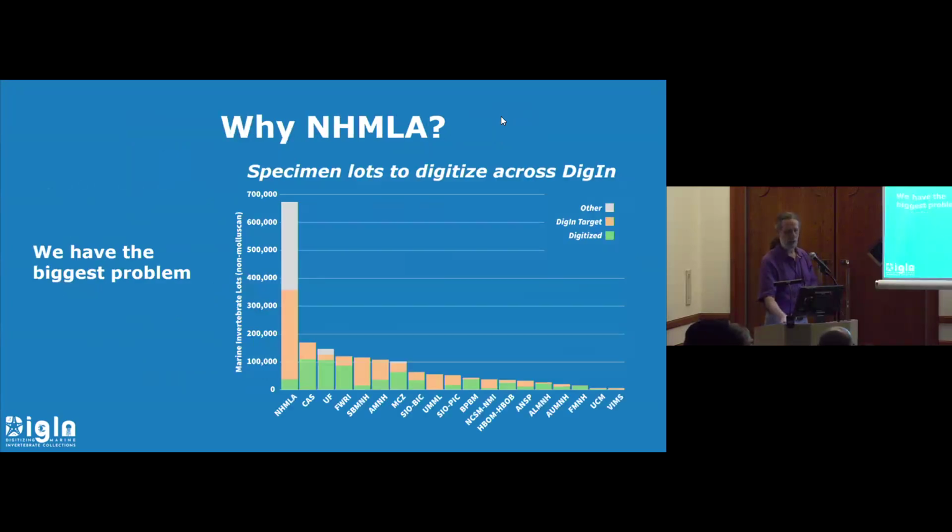Why NHM as the lead? We are the problem child here. This is a graph showing the number of specimens that were estimated to be in the collections of the 19 participating institutions and what needed to be digitized, and we are the far left bar. So you got the problem, you get to solve it. So we were it, unfortunately.